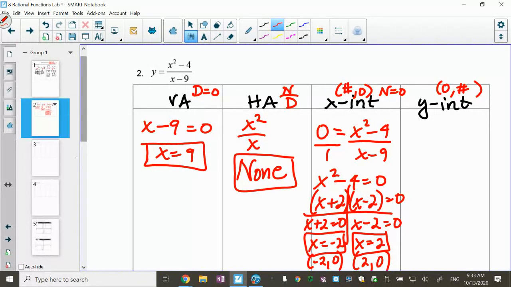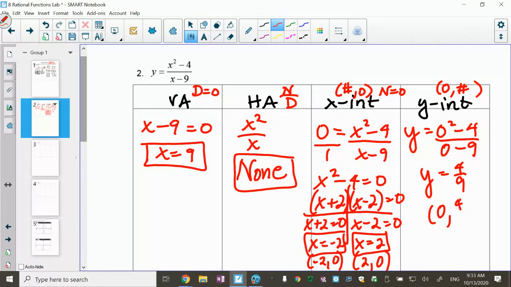My y-intercept: I put 0 in for x, so y equals (0 squared minus 4) over (0 minus 9). So y equals 4/9. So this crosses at (0, 4/9), which sounds kind of familiar, but I wanted to show you that you don't always have to have everything. Now go ahead and graph it, do a nice big sketch on the bottom, and see, does it look like what it says it's doing?